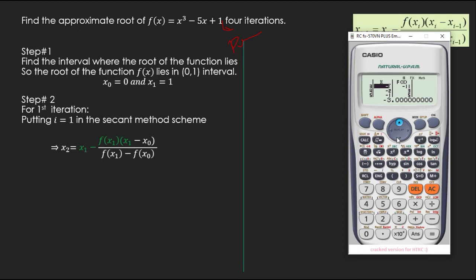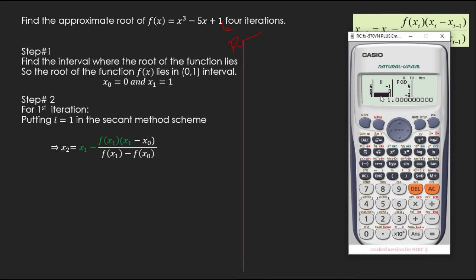So it has one root in the interval minus 3 and minus 2, and the other root is in the interval 0 and 1, because at x equal to 0 the function has a positive value, and at x equal to 1 the function has a negative sign. So the other root lies between 0 and 1.